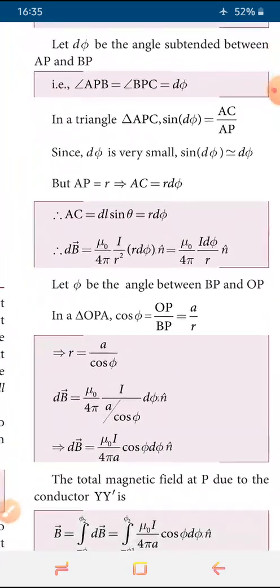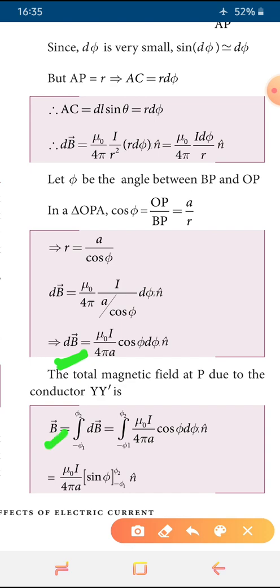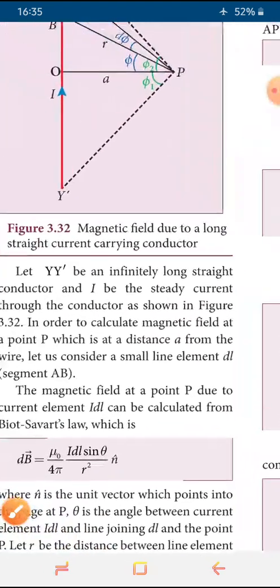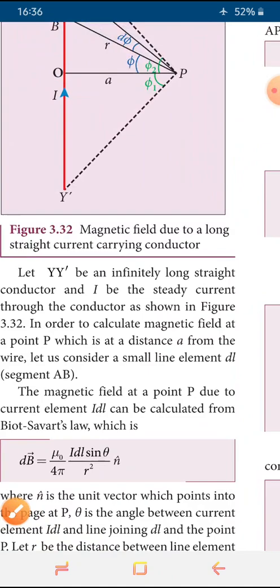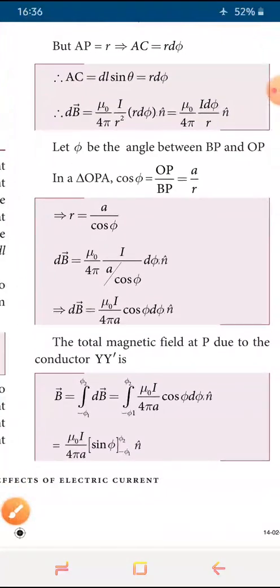For throughout the conductor, we are using the formula here. For only the small segment, we use the term dB because it is small. For throughout the conductor, we can write the same dB as B vector. Then we are using integration. The integration value starts from phi 1. It is taken as negative. This is phi 1. This area is taken as negative and phi 2 is taken as positive. We are applying these as limits. Then we are getting the answer.